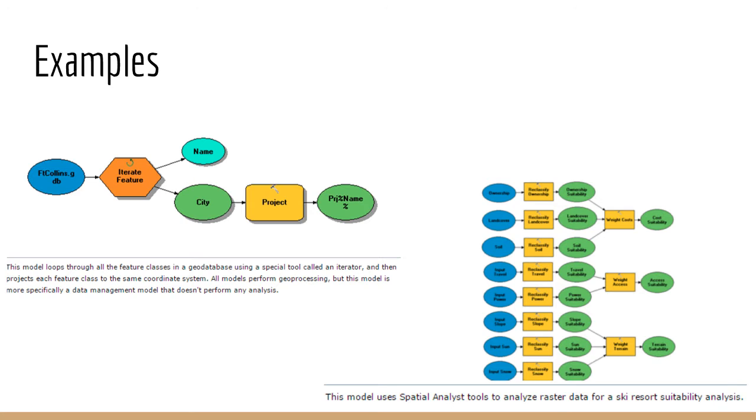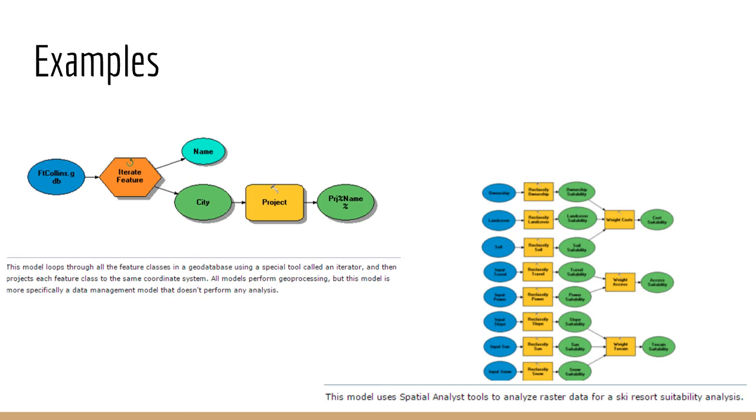The Project tool takes an input data set and it projects it to a new data set in a new coordinate system. It creates new data, new layers. So if you had 30 some odd layers in a geodatabase, feature classes in a geodatabase, and you needed to project those 30 plus to a new coordinate system, you'd have to open the tool 30 plus times.